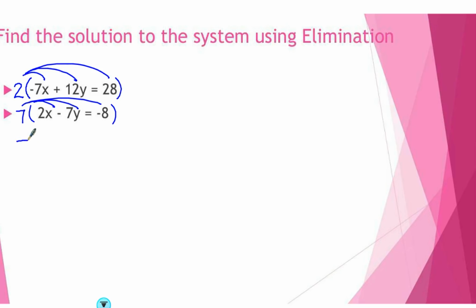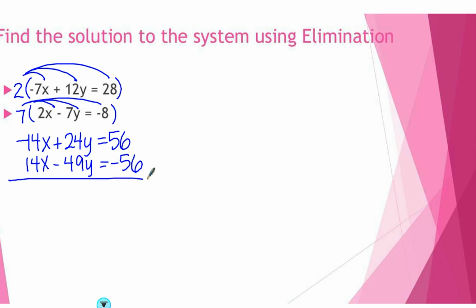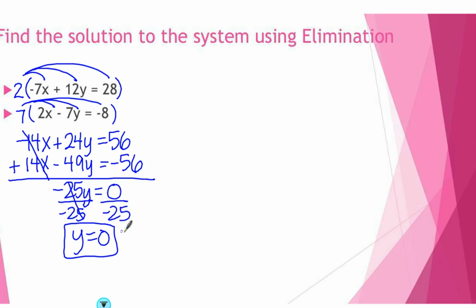Okay, so I'm going to end up with two new equations, negative 14x plus 24y equals 56, and 14x minus 49y equals negative 56. Now we combine like terms and add up our two equations. Our x's are eliminated. I'm left with negative 25y equals 0. Divide both sides by negative 25, and you get y equals 0.